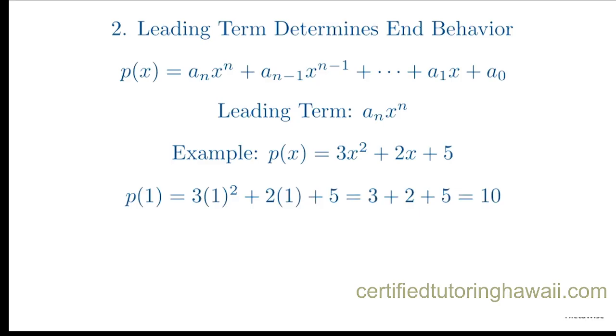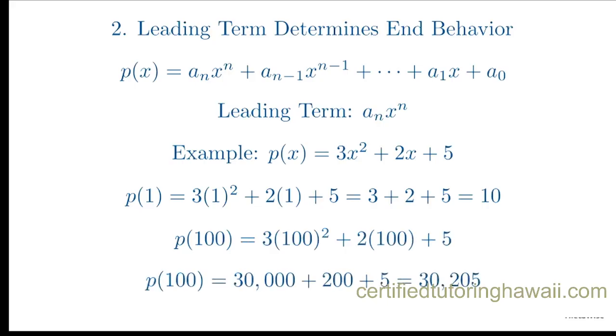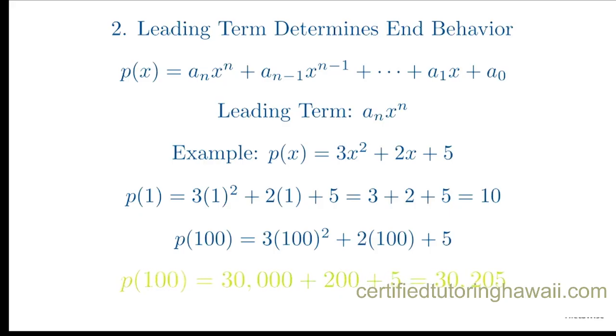But what happens when x is very large? Let's try x equals 100. Here, p of 100 is 3 times 100 squared, plus 2 times 100 plus 5. This calculates to 30,000 plus 200 plus 5, which is 30,205. Notice that the leading term, 30,000, is far, far larger than 200 or 5. It's doing almost all the work in determining the output value.